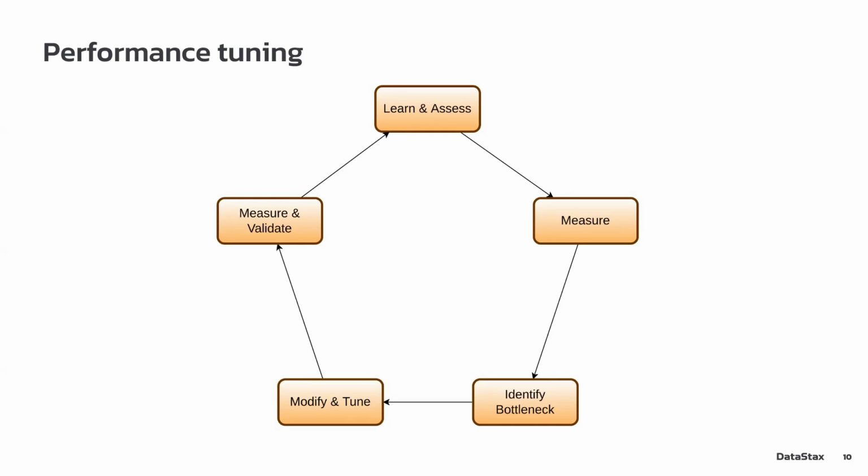And similarly, in here we have something where we first learn and assess our system that we're tuning. Then we do measurements, we identify bottlenecks, and with the goal of eliminating the bottlenecks, we do some modifications and tuning. And as a validation, we measure and validate that we are getting the expected results from these modifications and tuning so that the bottleneck is eliminated. And then we go on another cycle of finding the next possible bottleneck and eliminating that.